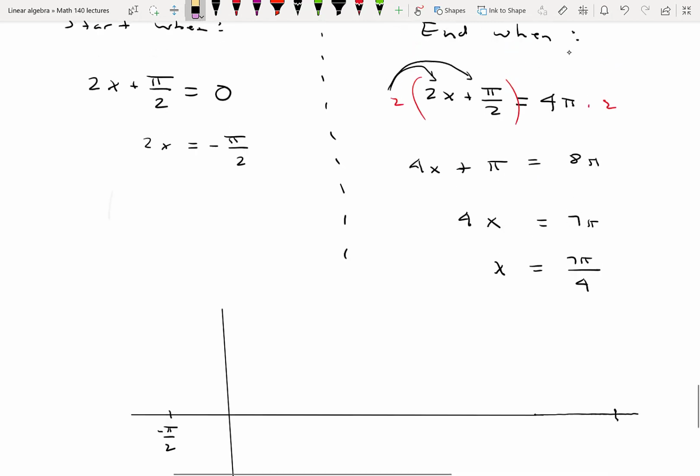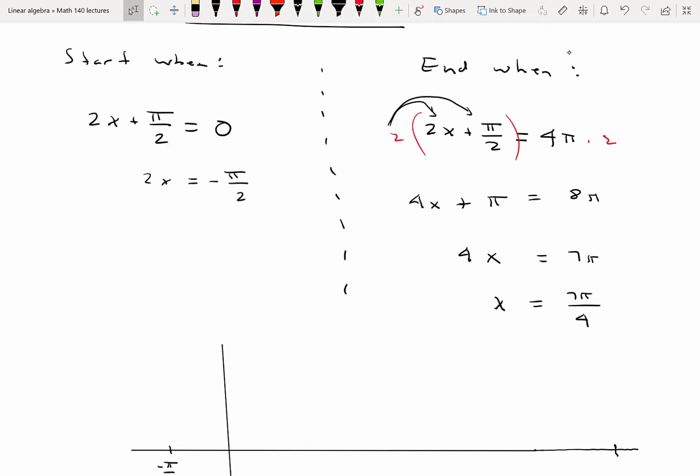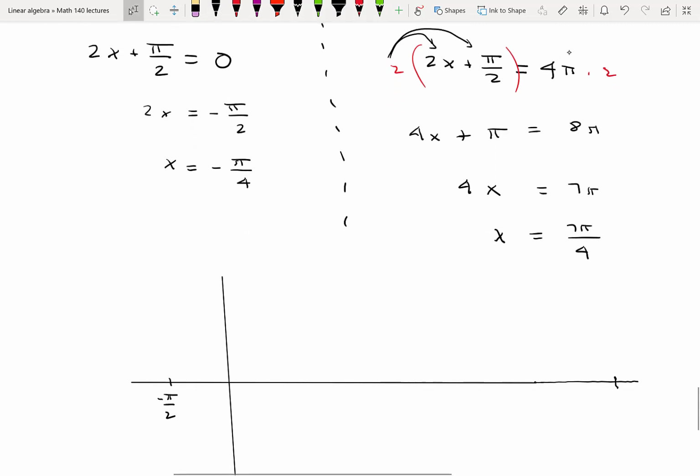Okay, I stopped the video and noticed that I didn't finish with the start point. I subtracted pi over 2 from both sides, and then I forgot to divide both sides by 2. That was a little bit of a blunder on my part. Okay, so we have a starting point of negative pi over 4. Negative pi over 4. And we have an ending point of 7 pi over 4.